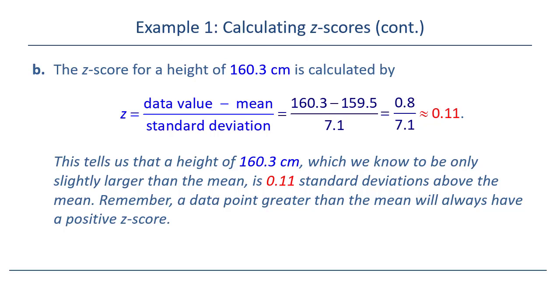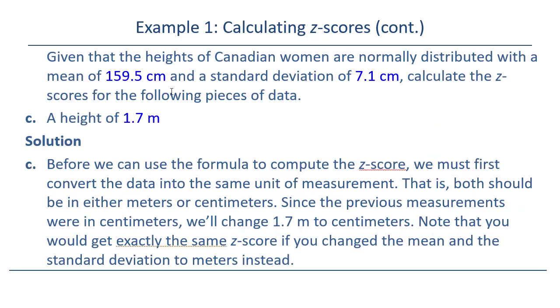Okay, for our second example, we do the same thing, 160.3 minus the mean divided by the standard deviation. They're 0.11 standard deviations above. Last one, we do the same thing.